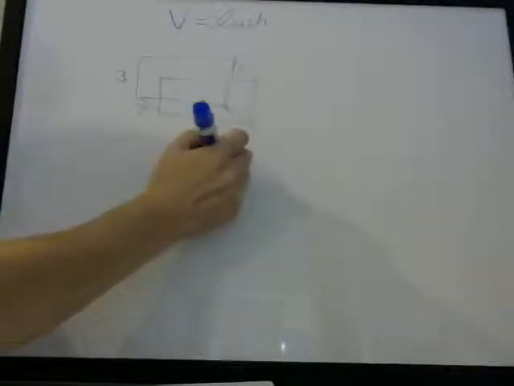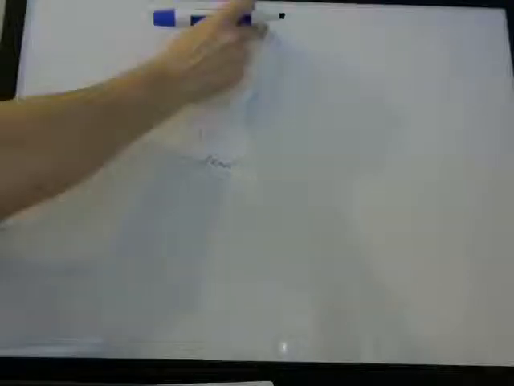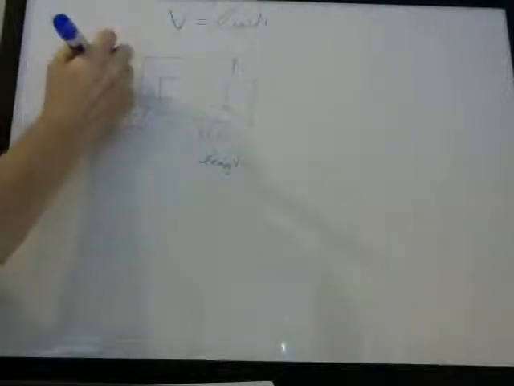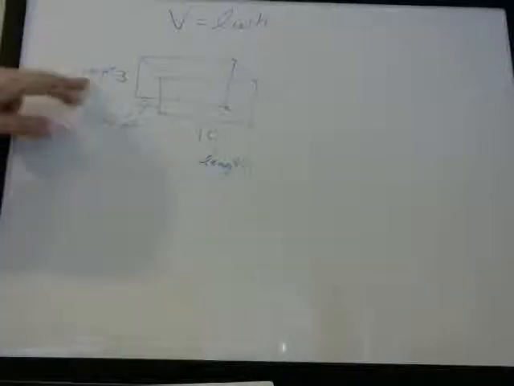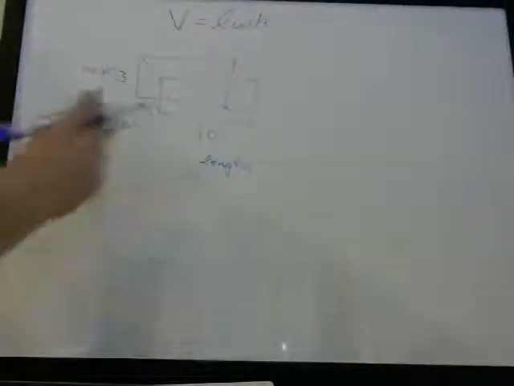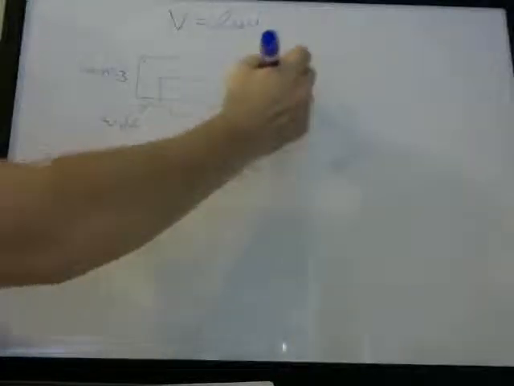So this is the length. W is the width, this is the width. H is the height, this is the height. So you have length, width, and height. All you do is multiply them by each other. When you see three letters right next to each other, that means multiplication. So what's the volume of this box or this rectangular prism?